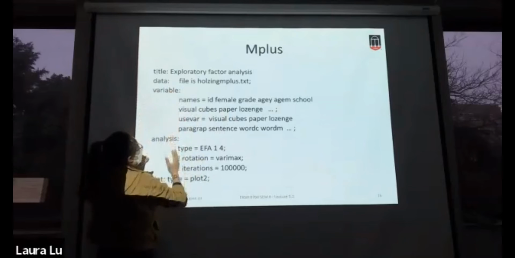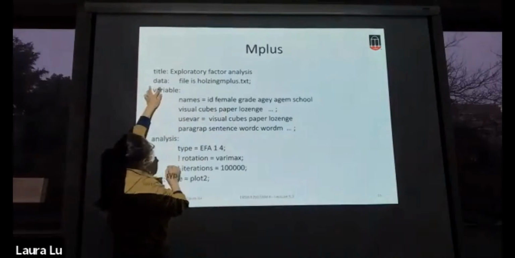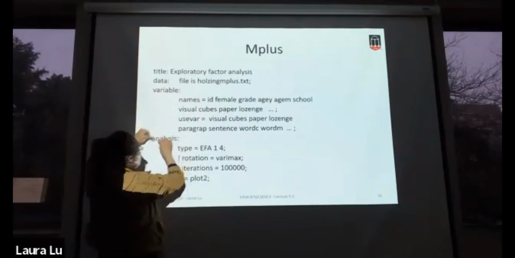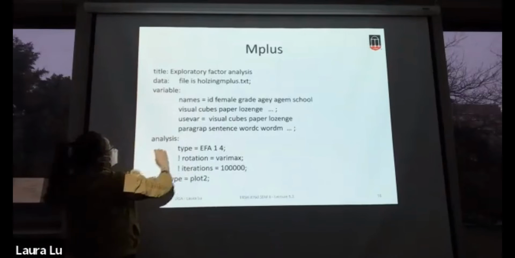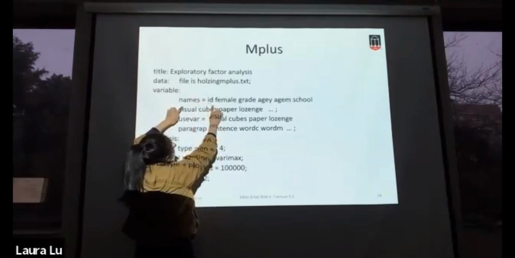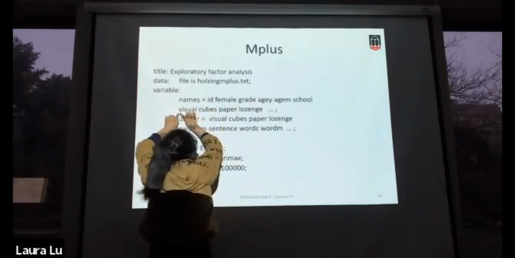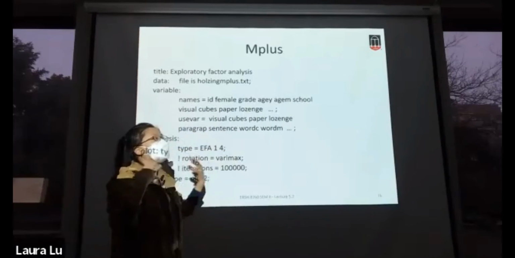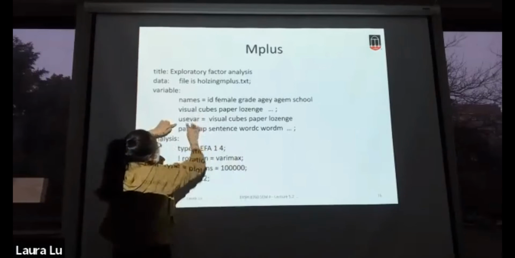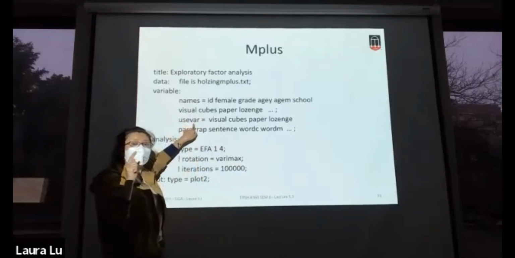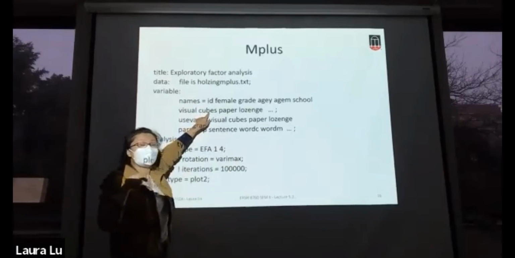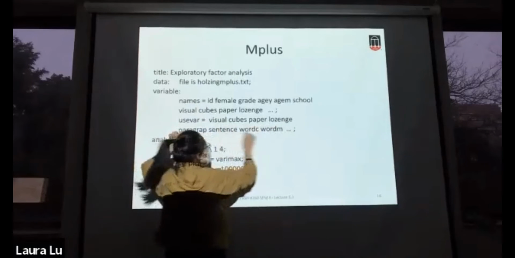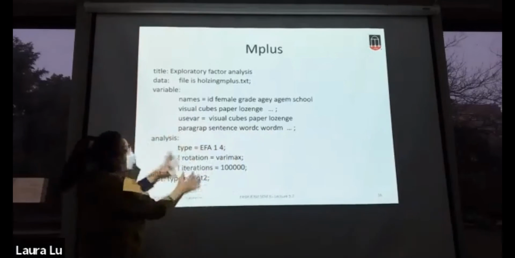So all of these are default words. Okay, so title, data, variables, you cannot change this word. And also names. After names, these are our column names in our original data, because we have the original, huge data available. And then use variable. This is a subset of the previous columns, the previous data set. I'm gonna use the 19 tests only. Use variable inside of the EFA.